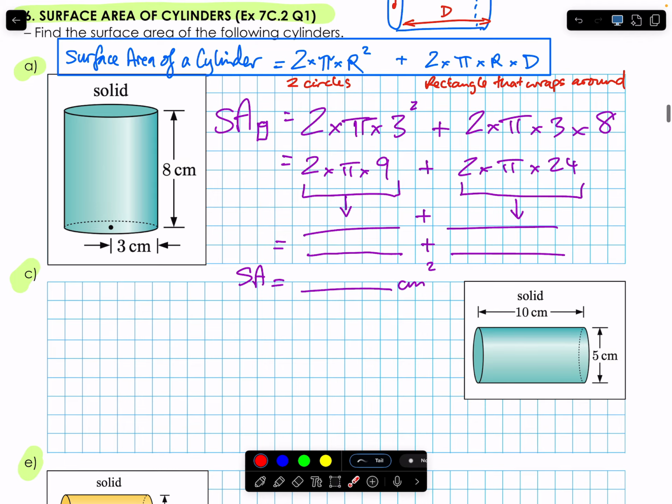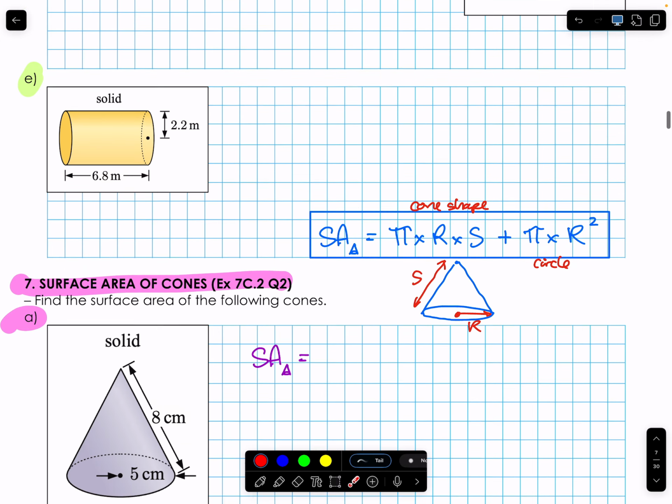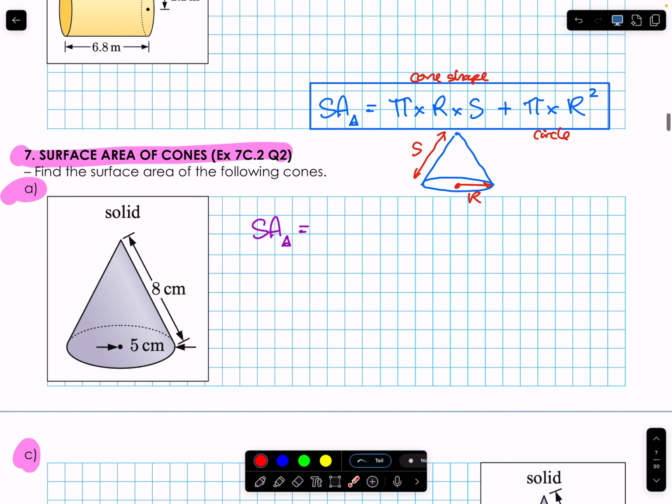All right, what I'll do is I'll go over the surface area of a cone and then leave you to do the rest of it.